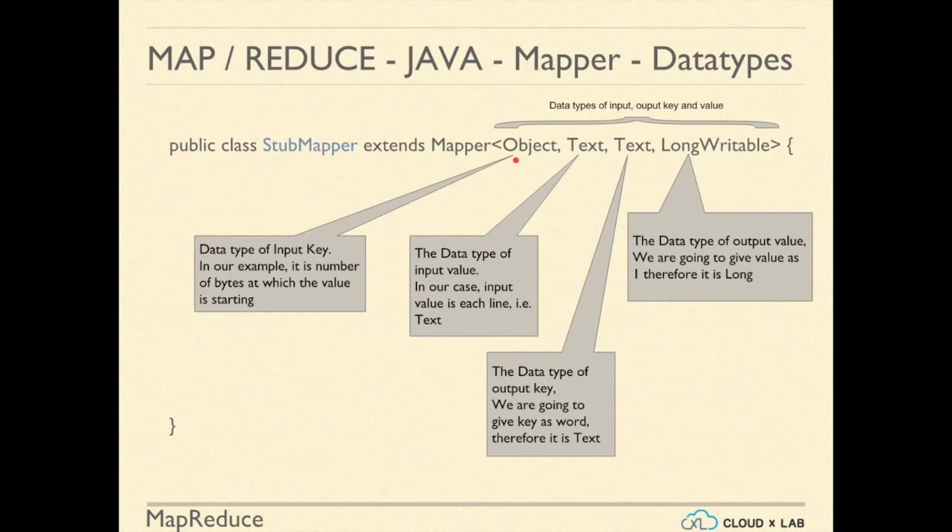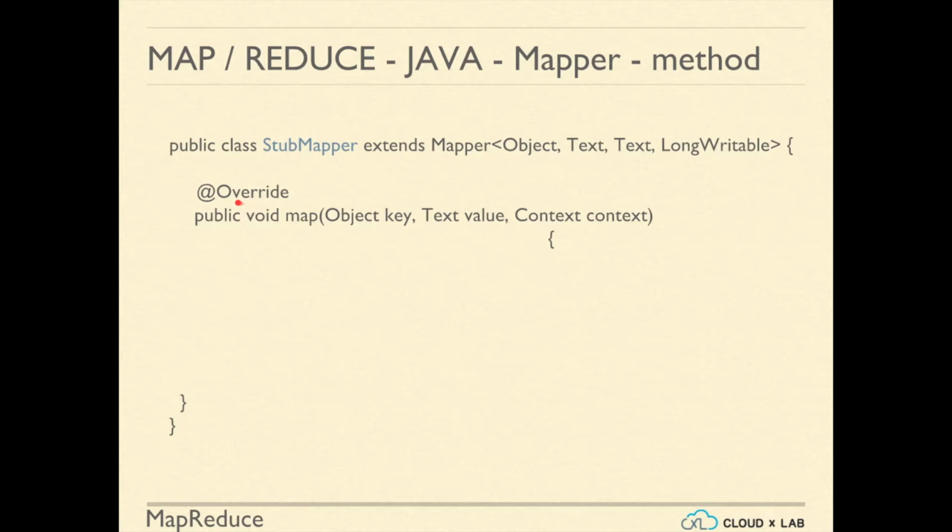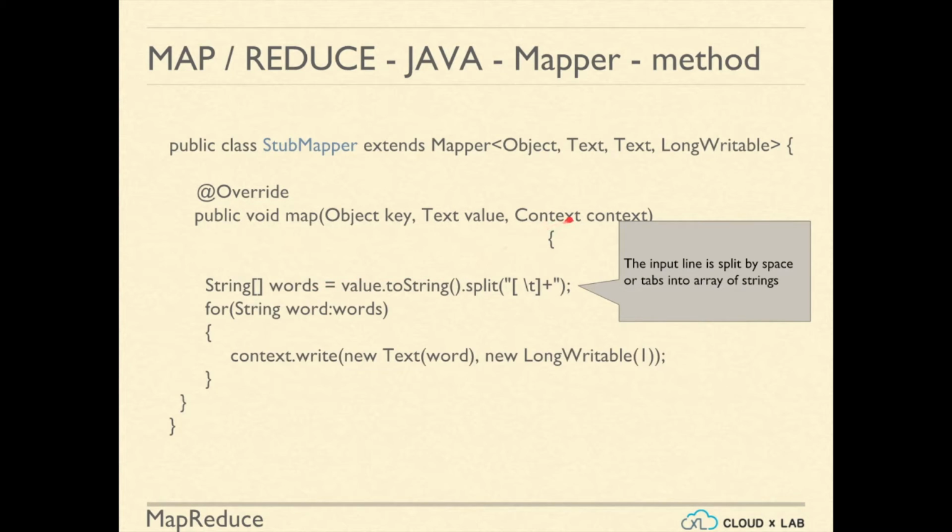We are going to give the value as 1. Therefore, it is long. Then we define the function with the name map and put an Override keyword as an annotation on it. This function returns nothing, that is void, but has three arguments: input key, input value, and context. This is the function in which we write the logic to convert the input record into key values. We will be writing key values into the context object. It is up to us how many and what key values we give out. So, the input record, that is key and the value, along with the context, is made available to you in this function.